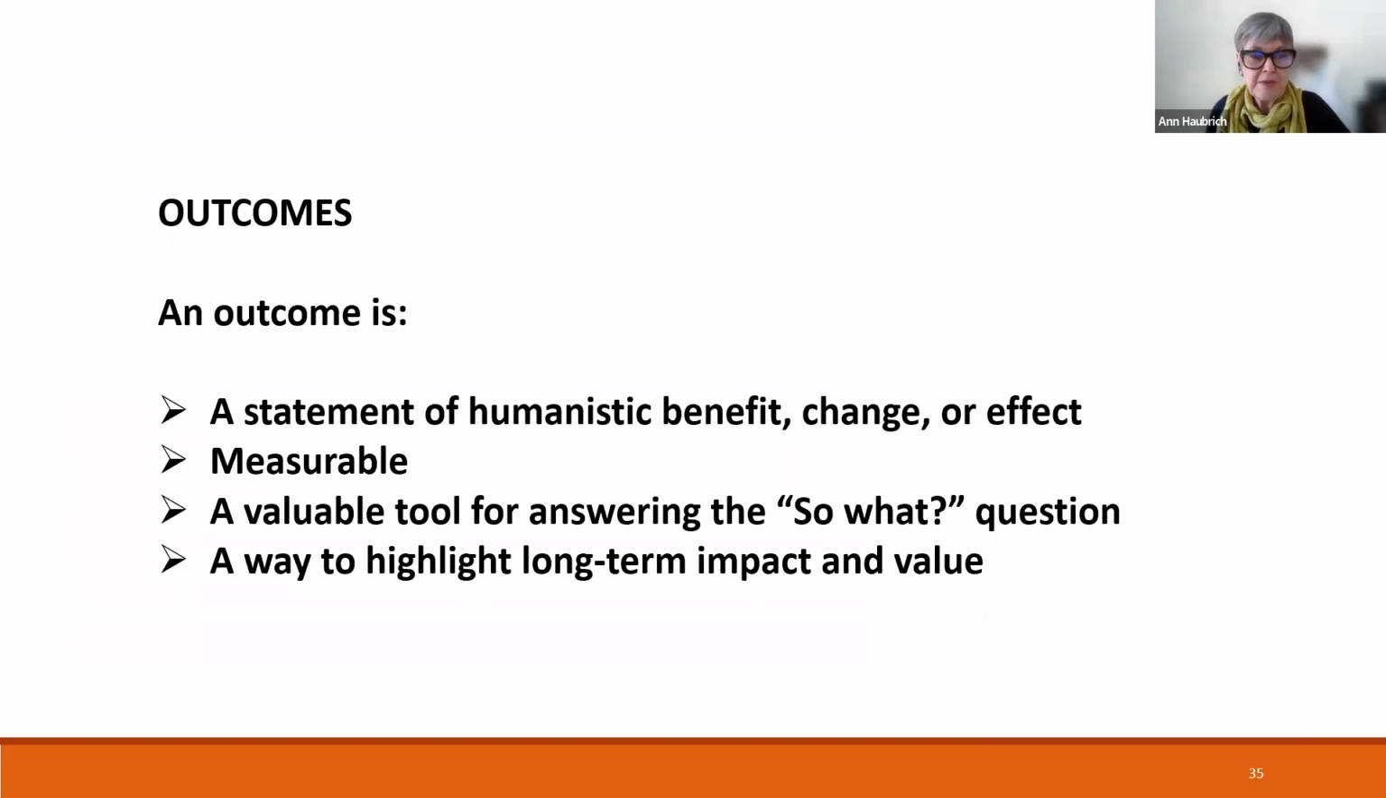An outcome is a statement of humanistic benefit, change, or effect. An outcome is measurable. It is a valuable tool for answering the so what question. And it is a way to highlight long-term impact and value. Chloe, do you have an example of an outcome? I do. The proposed outcome is that our presence is increased without overburdening our limited staff capacity.